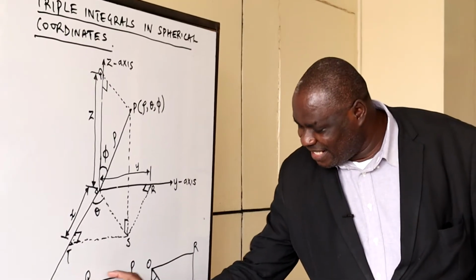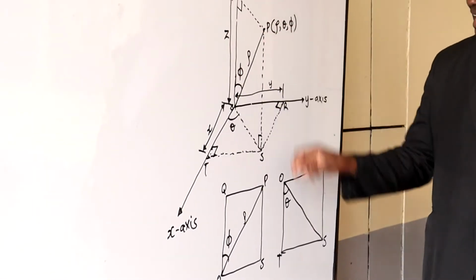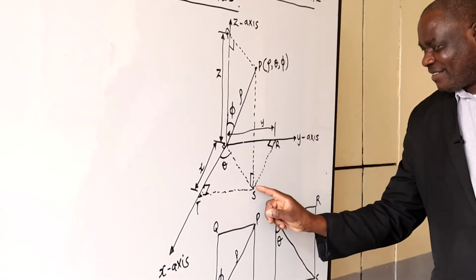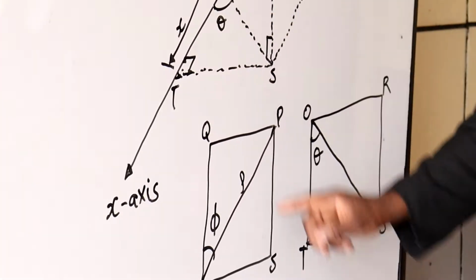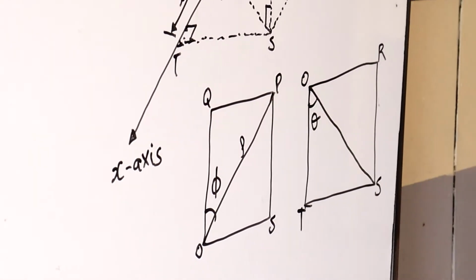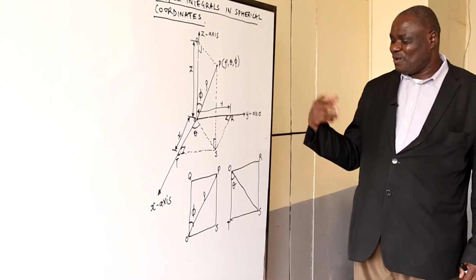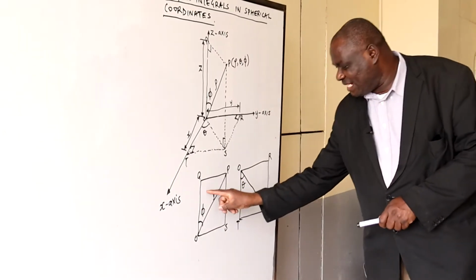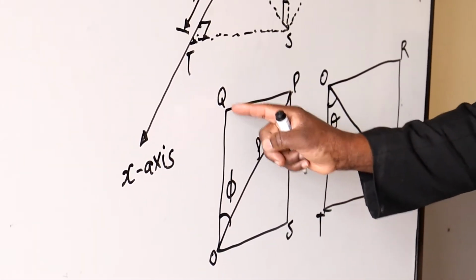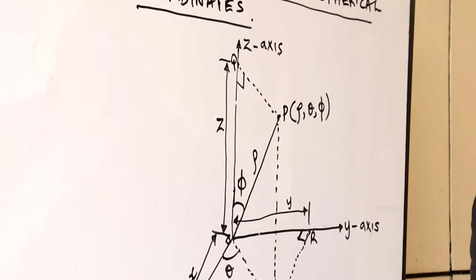We have extracted these two diagrams from this particular condition here. From this diagram, we have just picked Q, P, O, S. You see there is a right angle here and a right angle there. This is also a right angle. This will help us find z in terms of phi. From this diagram, we can see clearly OQ is our z. From O to Q is the length z.